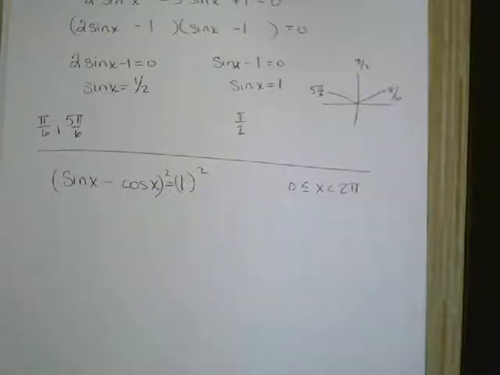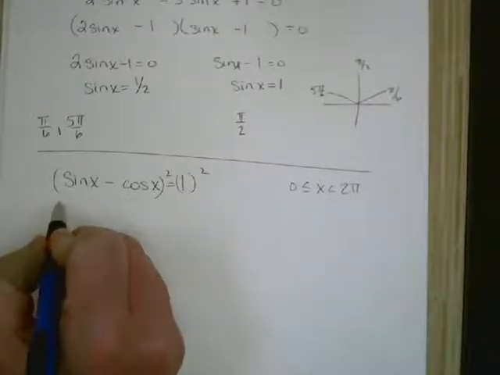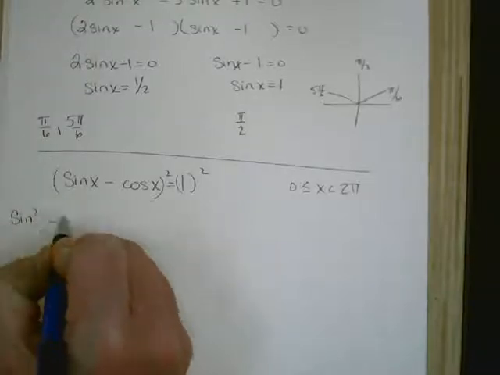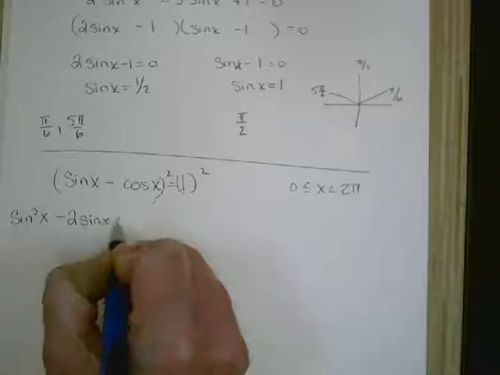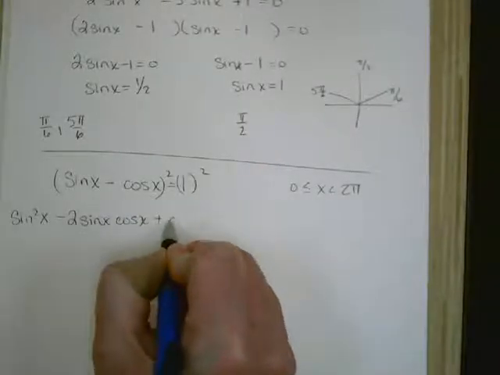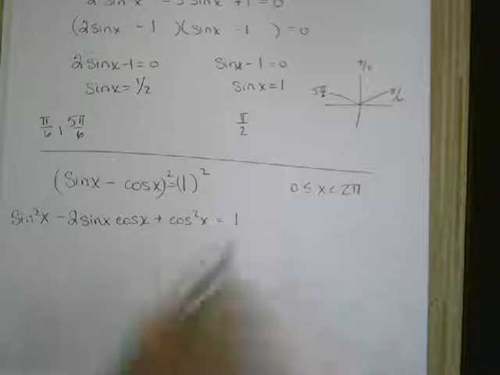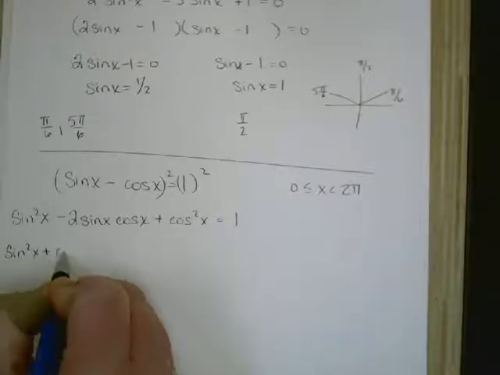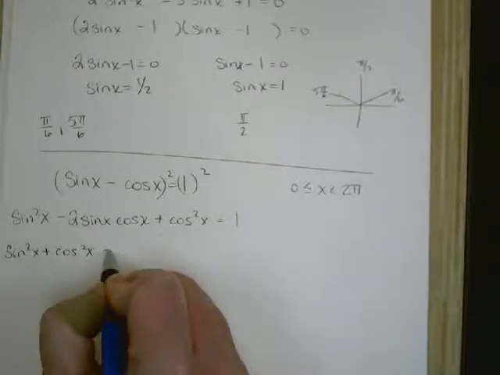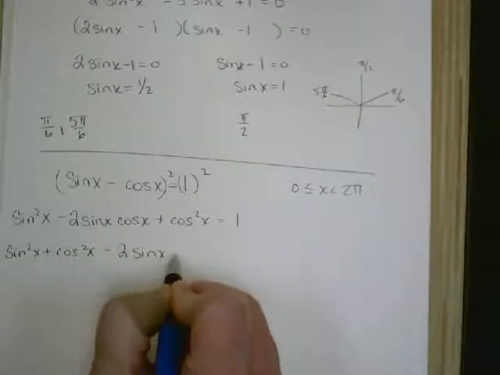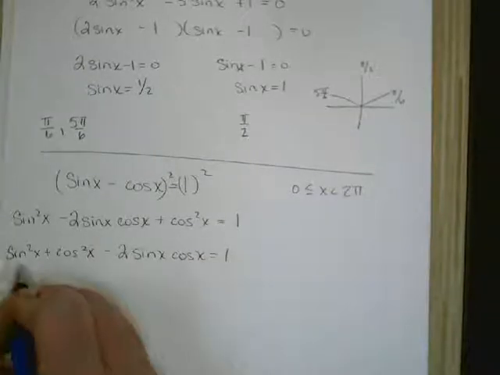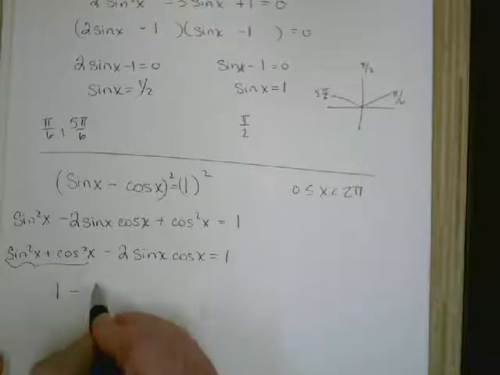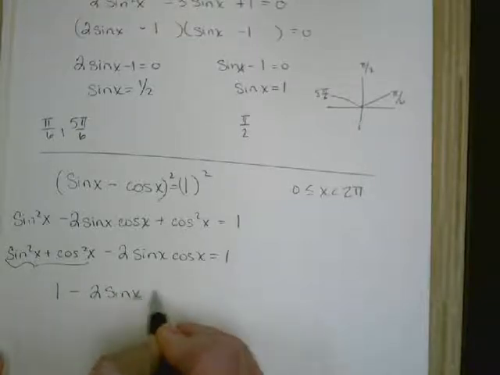When I square both sides, I'm going to have to use FOIL here. And I'm going to get sine squared x minus 2 sine x cosine x plus cosine squared x equals 1. I'm going to rearrange this. Sine squared x plus cosine squared x minus 2 sine x cosine x is 1. Well, remember, that equals 1. That's an identity from way back. So 1 minus 2 sine x cosine x is 1.